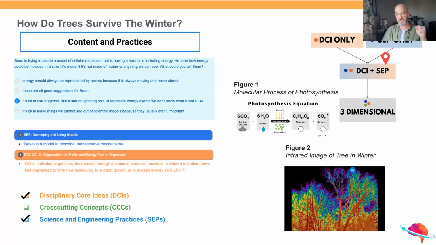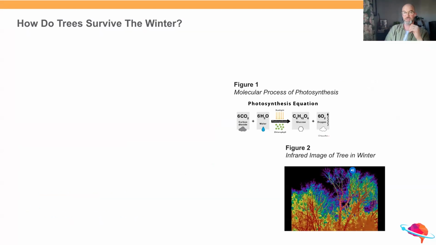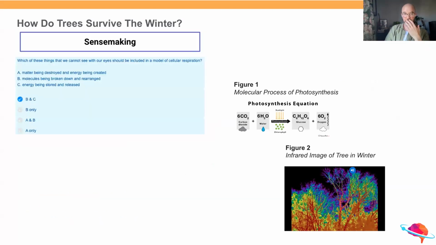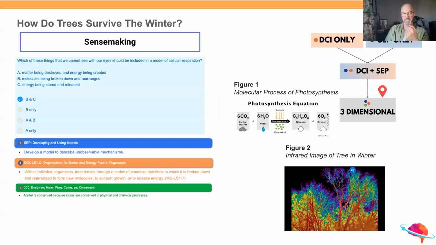We're not asking about the cross-cutting concept in a meaningful way. We have other questions that ask about that. But this can be a scaffold to get them up to the point where now they're answering three-dimensional questions. We call those questions sense making on InnerOrbit, and there are two different flavors of those. So one is multiple choice questions. This says, which of these things that we cannot see with our eyes should be included in a model of cellular respiration? Matter being destroyed and energy being created, molecules being broken down and rearranged, energy being stored and released.